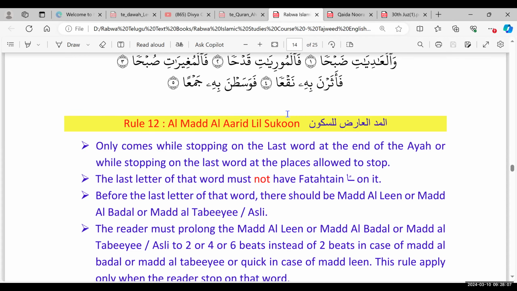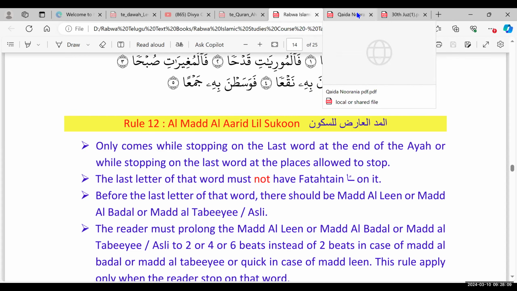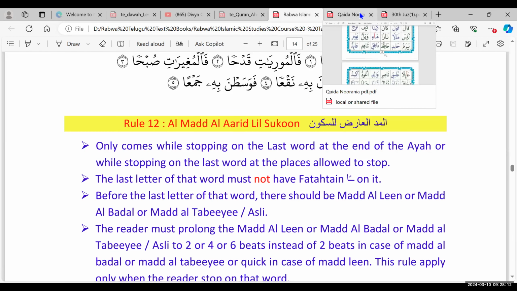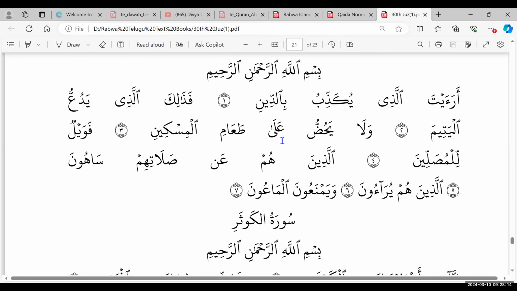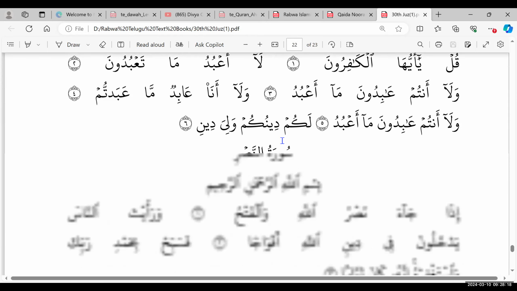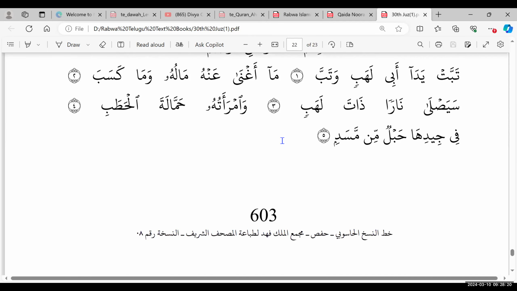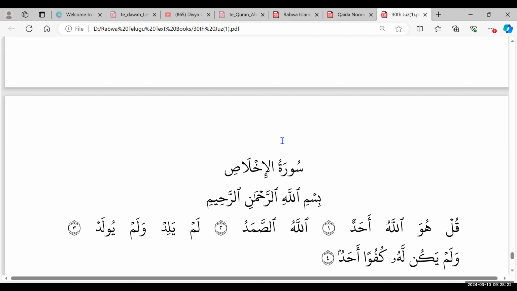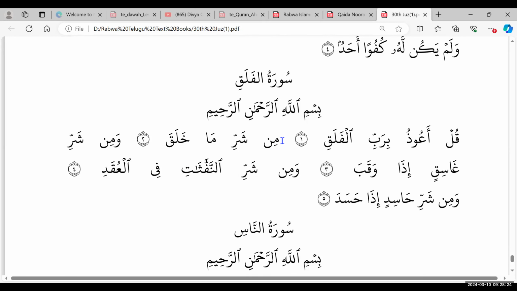Yes, Ustaz, I have a question. Yes, please. Regarding madlin, we know that madlin means we have to pronounce it as quickly as possible. But why is it called madlin? Mad means prolongation, but it is called madlin. Why? This is the question.